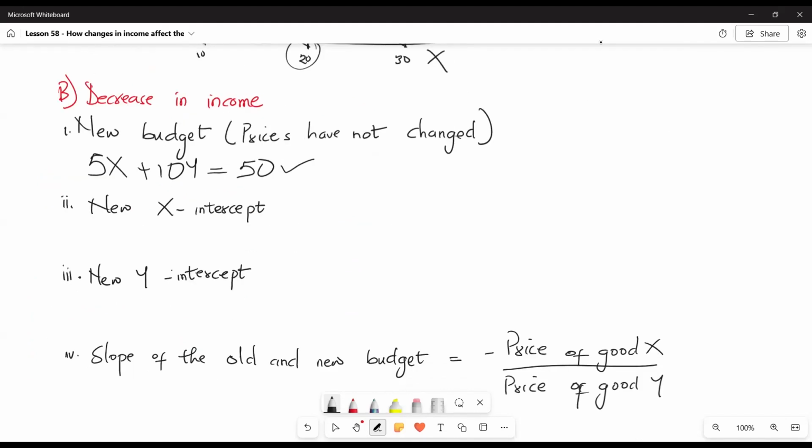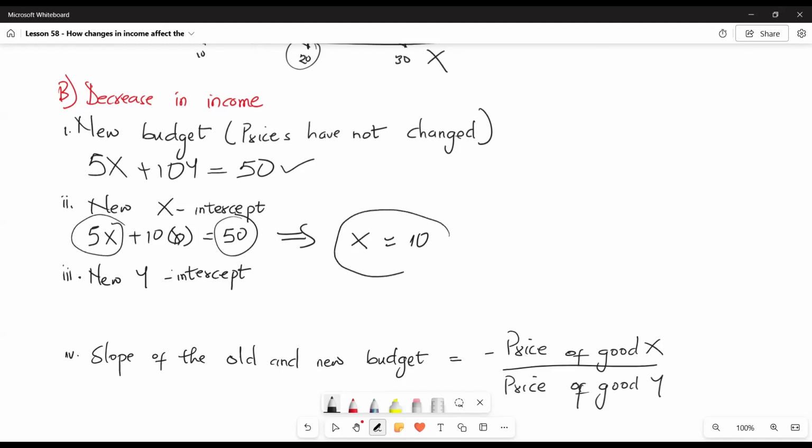So let's look at our X-intercept. Given this income and the prices, what is the maximum amount of good X that Ella can buy? If we have 5X plus 10 times nothing of good Y equals 50, then we have our new X equal to 10. So given this new income and the price of good X, the X-intercept now decreases from 20 to 10.